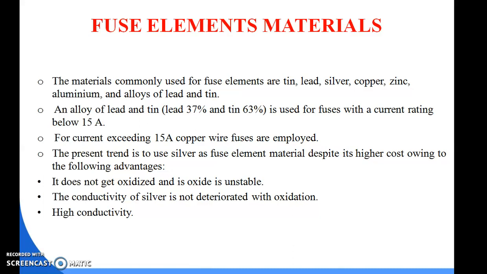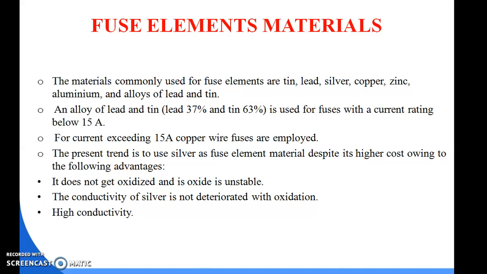An alloy of lead and tin, lead 37% and tin 63%, is used for fuse with a current rating of below 15 ampere. For current exceeding 15 ampere, copper wire fuses are employed.